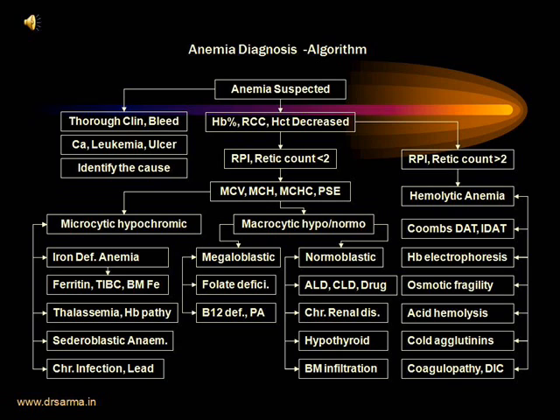Supposing the RPI, or reticulocyte production index, is more than 2, then we are dealing with a case of hemolytic anemia. In hemolytic anemia, a detailed workup is mandatory, and this can be done only by a specialist hematologist. We have to refer the patient for higher investigation, where the Coombs test, direct and indirect immunohemagglutination tests, hemoglobin electrophoresis, osmotic fragility, the acid hemolysis test for paroxysmal nocturnal hemoglobinuria, and cold agglutinins will be done. Coagulopathy is identified by doing all the clotting factors and DIC.